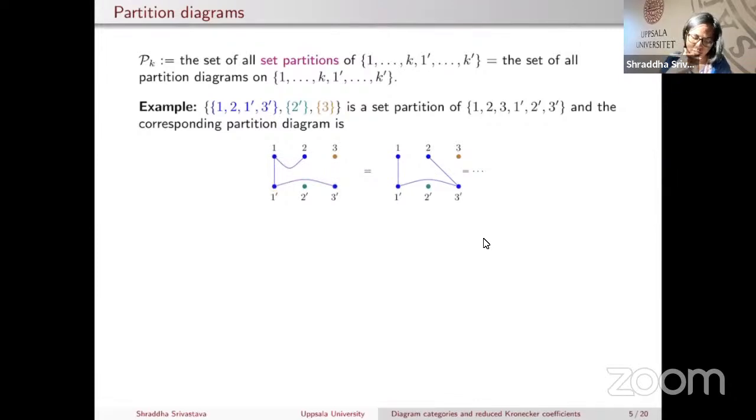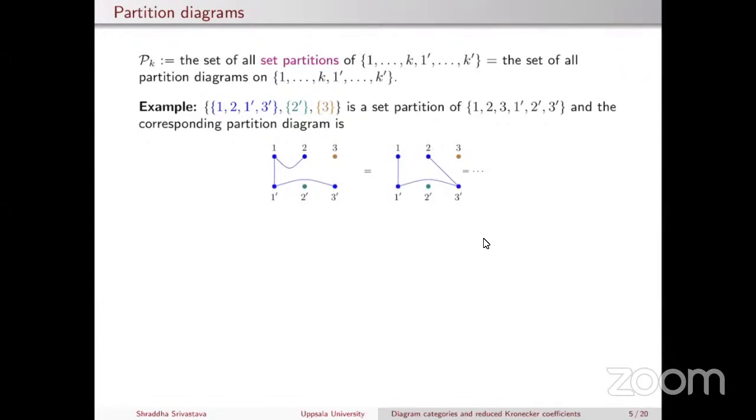And this is not a unique way of presentation. For example, we can just delete this edge and join this 2 with 3 prime. So we identify all such graphs as long as they give the same underlying set partition.